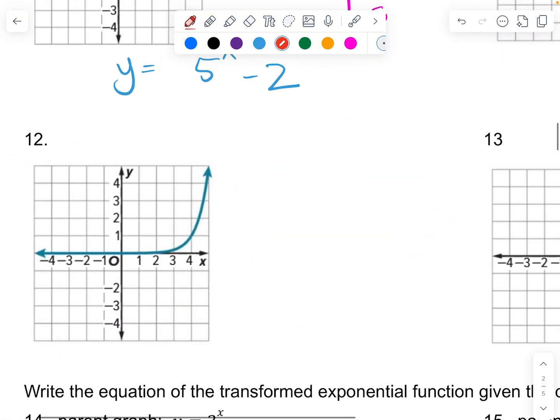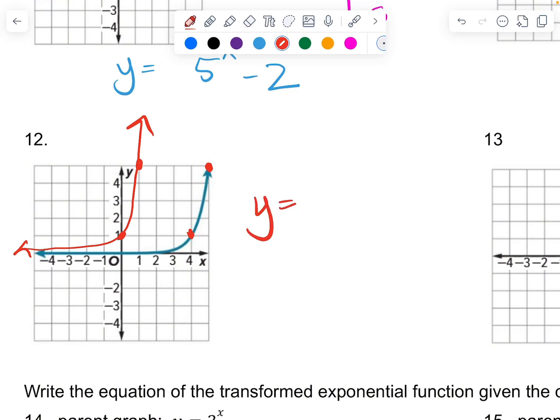Okay, this one. Again, we have this point right here. We have this point right here. Okay, we have this point here. We have this point here. Notice nothing happened to the y values. It didn't go up or down, but it happened to the x values. So it's 5 to the x minus 4. It moved over 4 times.